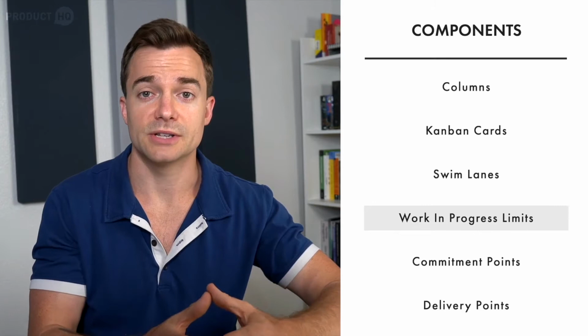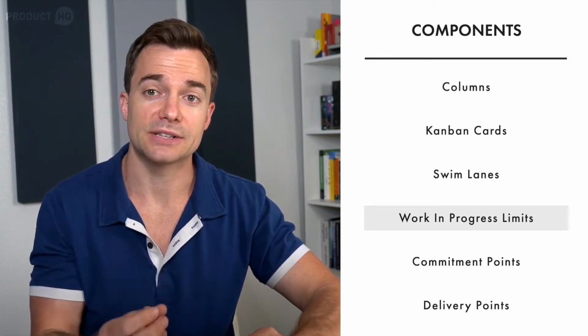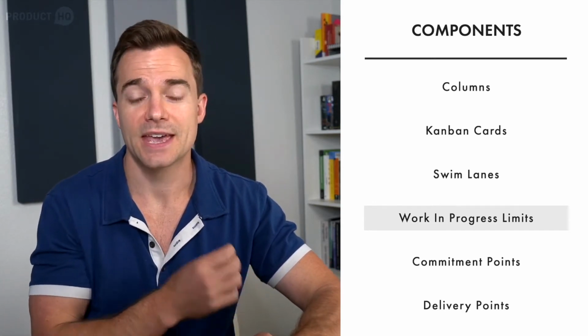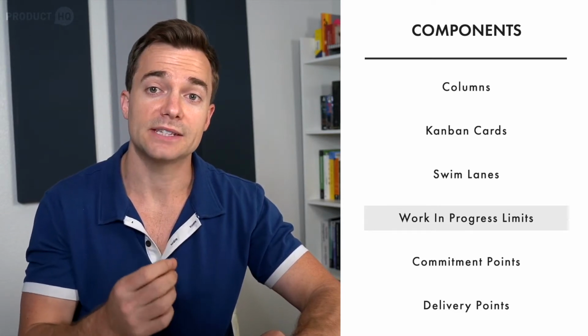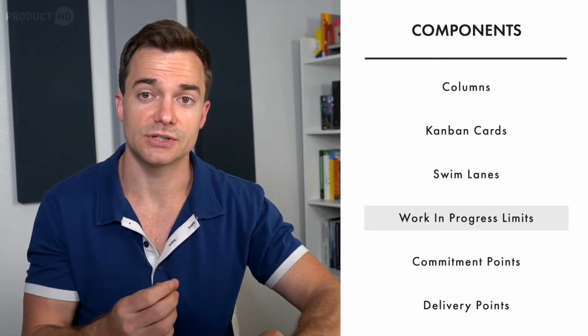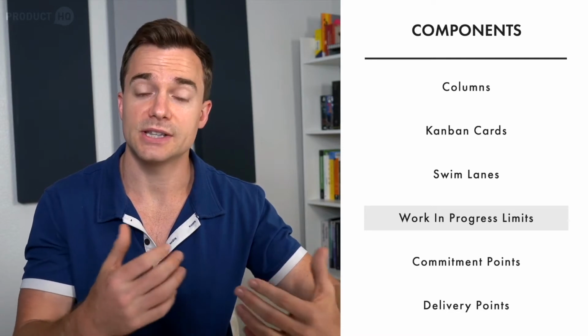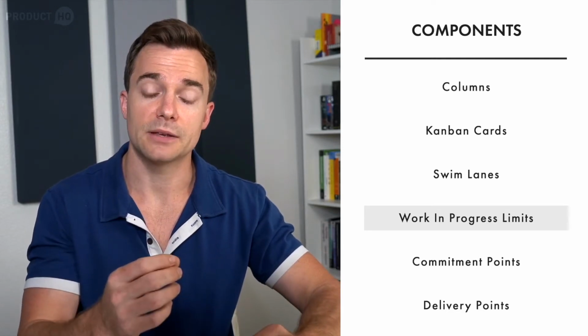Work in progress limits are the maximum number of tasks that can be present in a column at a given time. Work in progress limits prevent the team from wasting time and resources. They do this by prioritizing the tasks that matter to the company and its customers.